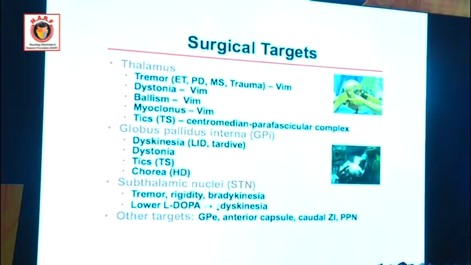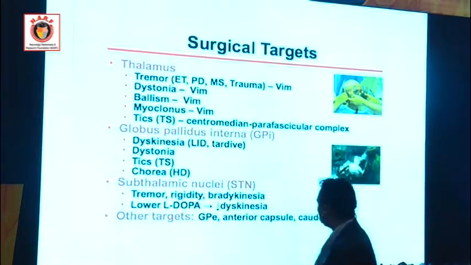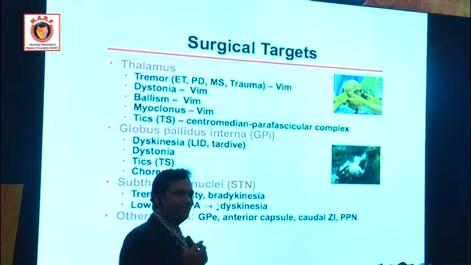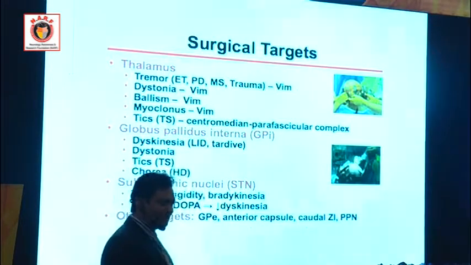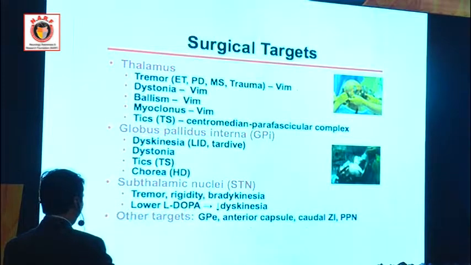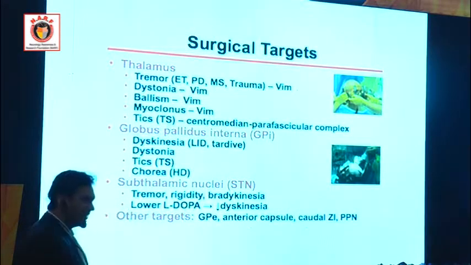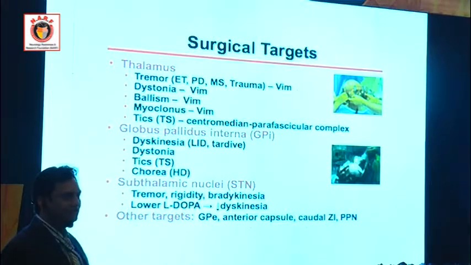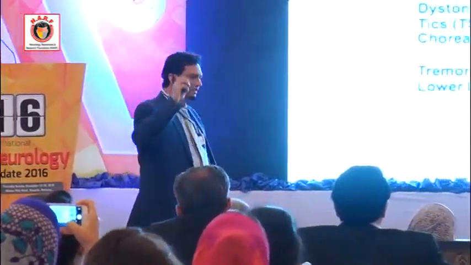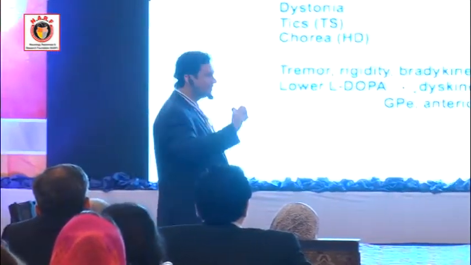So now we have three targets. We always had the thalamic target for tremors, but we found out it does not work for Parkinson. We have the target of GPI, globus pallidus interna, with pallidotomies that have been done in the past, and then we have the subthalamic nuclei as a target. Other targets have been looked at and mostly failed, so we will not review them. We'll focus on these three targets: the thalamic target, the globus pallidus interna, and subthalamic nucleus.